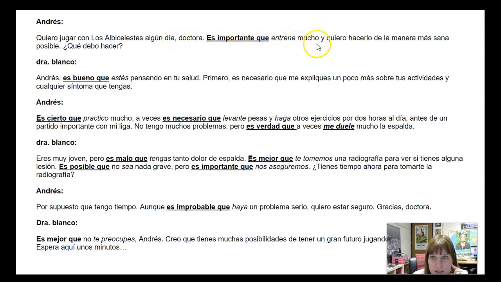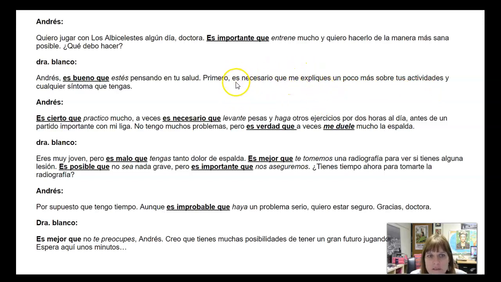This is the subjunctive. Mucho y quiero hacerlo de la manera más sana posible. I want to do it the healthiest way possible. ¿Qué debo hacer? What does that mean? ¿Qué debo hacer? What should I do? La respuesta de la doctora. Andrés, es bueno que estés pensando en tu salud. It's good that you're thinking about your health. Primero, es necesario que me expliques un poco más sobre tus actividades. First, it's necessary that you explain to me.